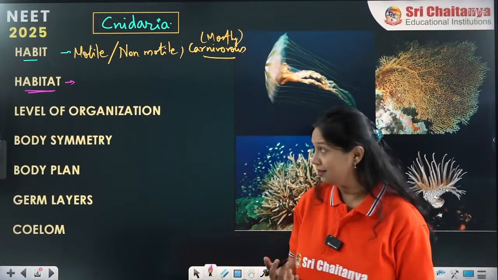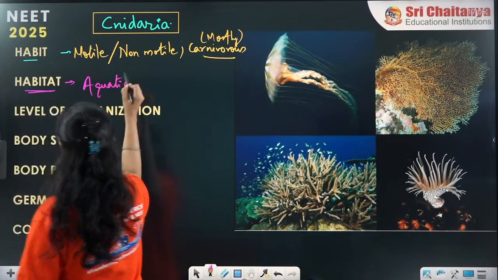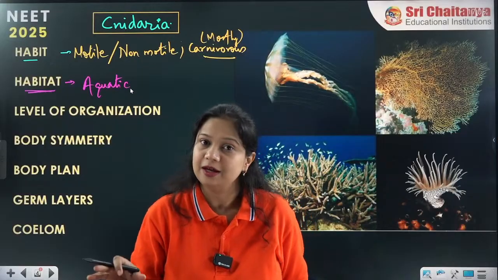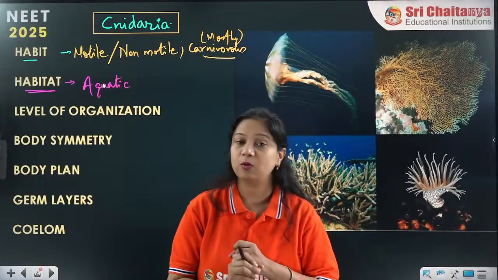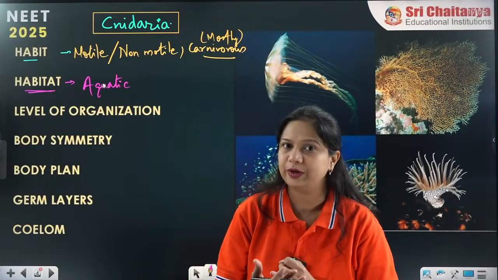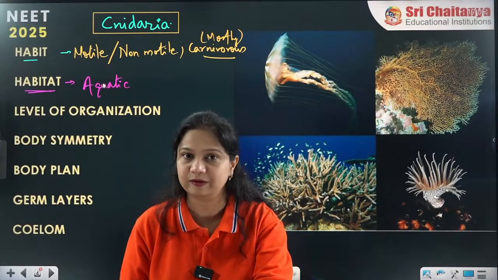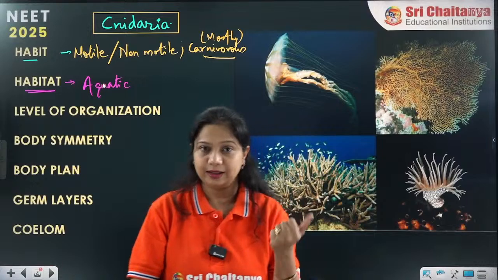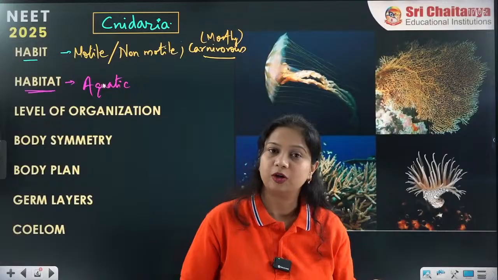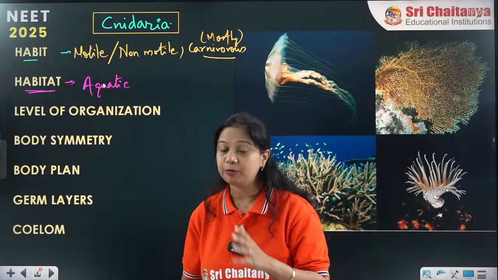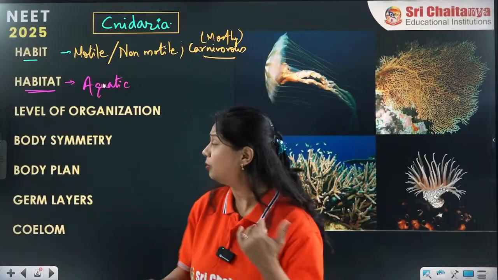The habitat is, they are all aquatic. Since they are primitive, non-chordate or invertebrate organisms, they stay in water. So Porifera is aquatic, coelenterates are also aquatic. In the aquatic environment, where do they live? Now we have two options. Either they will be living in fresh water or they will be living in marine water, sea water. So here the coelenterates are present commonly in both freshwater as well as marine water forms.